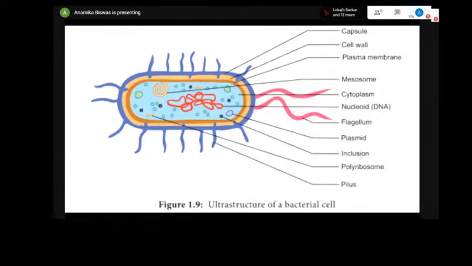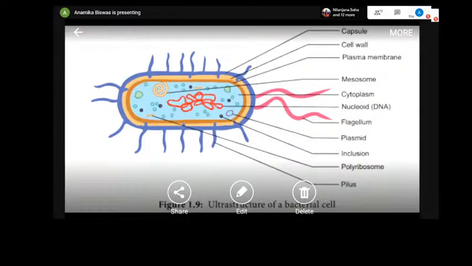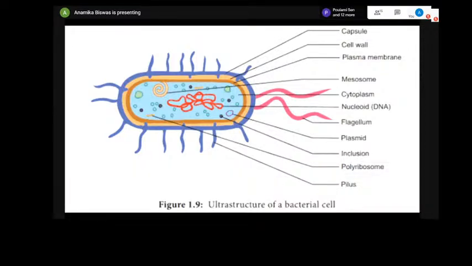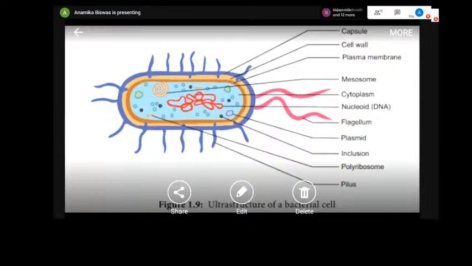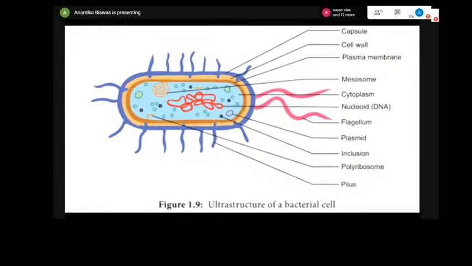Now another structure that is present in bacteria is called ribosomes. Like eukaryotes, ribosomes are also found in prokaryotes and act as a site of protein synthesis. We all know the ribosome is the main site where protein synthesis takes place. The prokaryotic ribosome is different from the eukaryotic ribosome. The prokaryotic ribosomes are of 70S type. That means they possess two subunits. The smaller subunit is 30S and the large subunit is 50S.